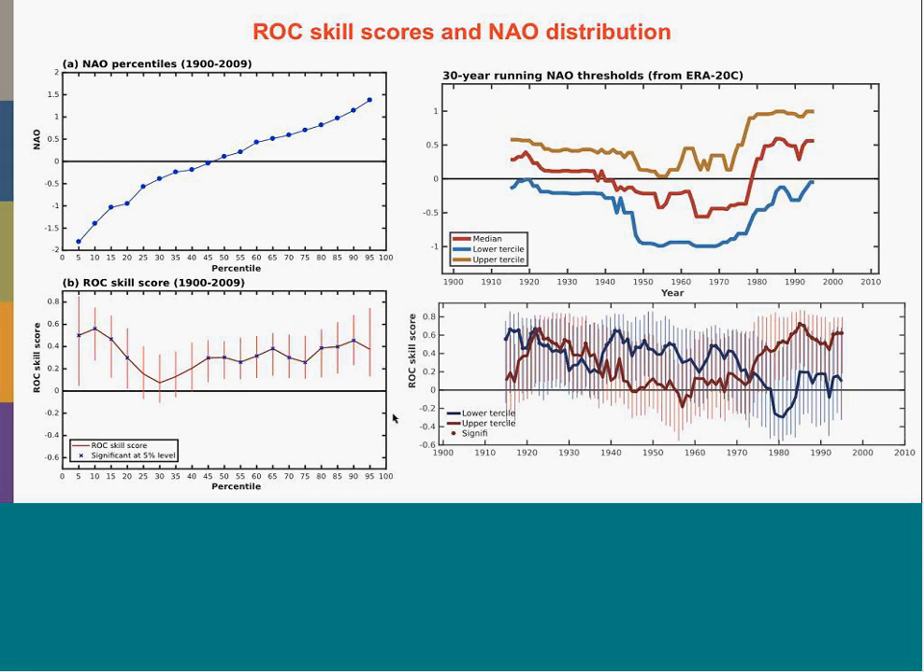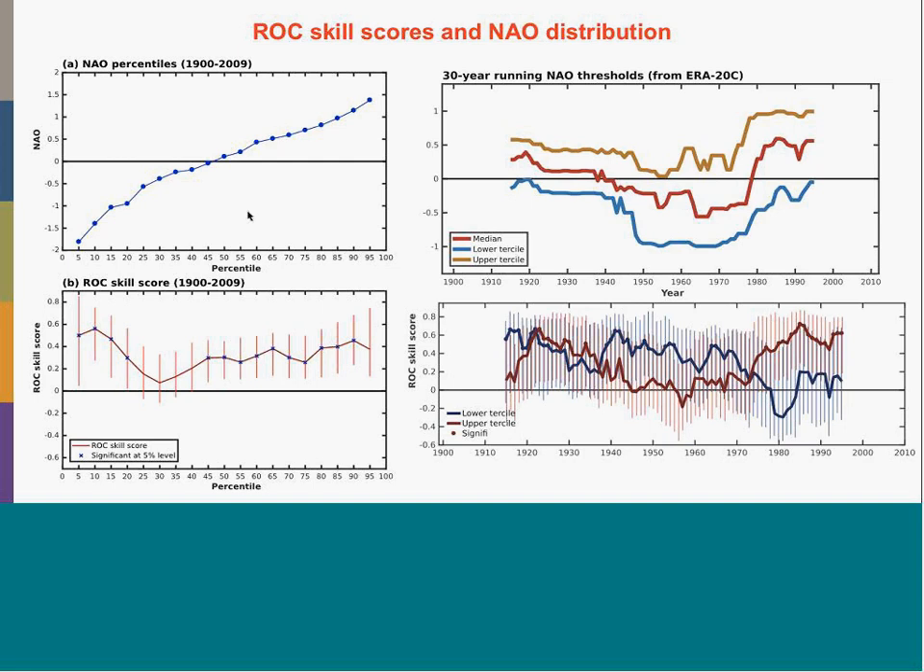So the ROC skill score is a skill score with respect to reference forecasts, and we use climatology as the reference forecast. It means a ROC skill score of one indicates that the forecast system can perfectly discriminate events from non-events, while a ROC skill score of zero indicates that the system does not offer any improvement over simply using climatology, which is our reference forecast.